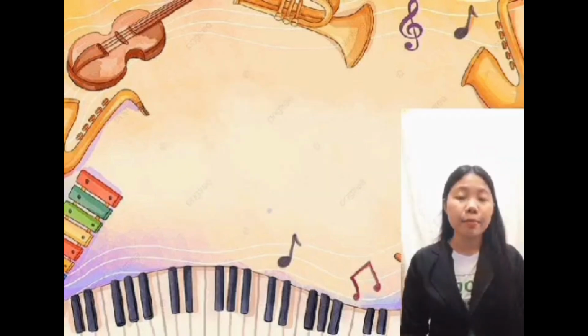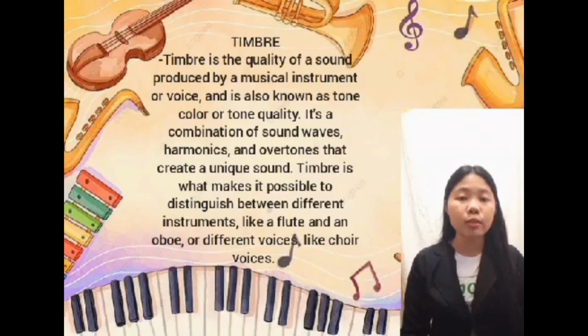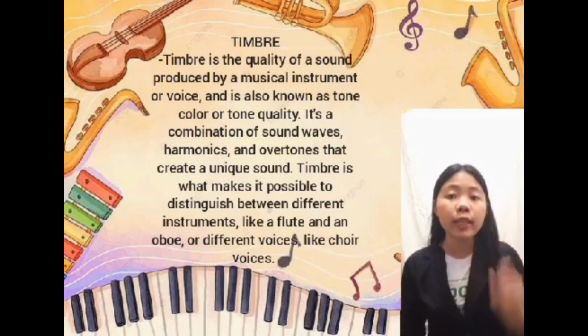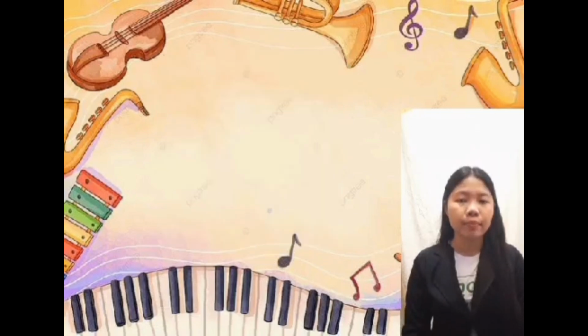So the next example is timbre. So when we say timbre, it is the quality of a sound produced by a musical instrument or voice, and is also known as tone color or tone quality. It's a combination of sound waves, harmonics, and overtones that create a unique sound. Timbre is what makes it possible to distinguish between different instruments like a flute and an oboe or voices like choir voices. So the next example is harmony.